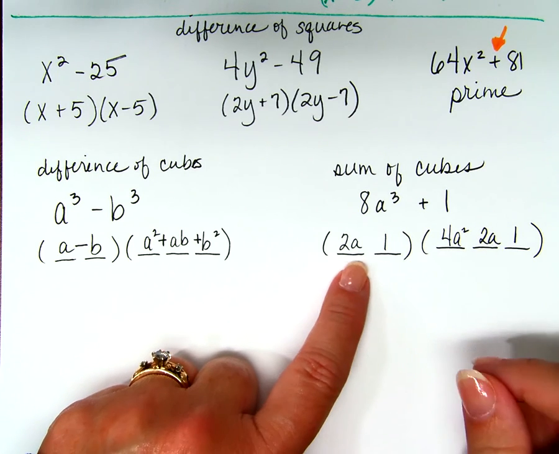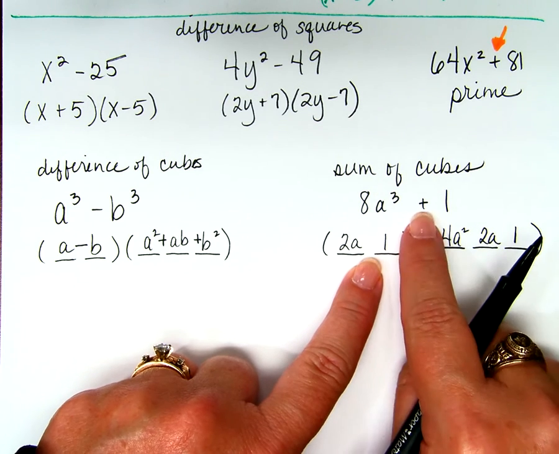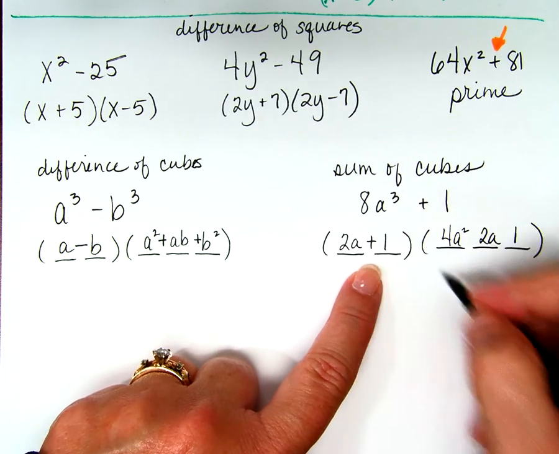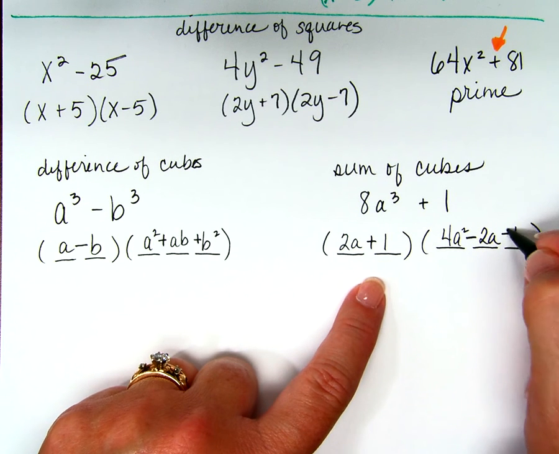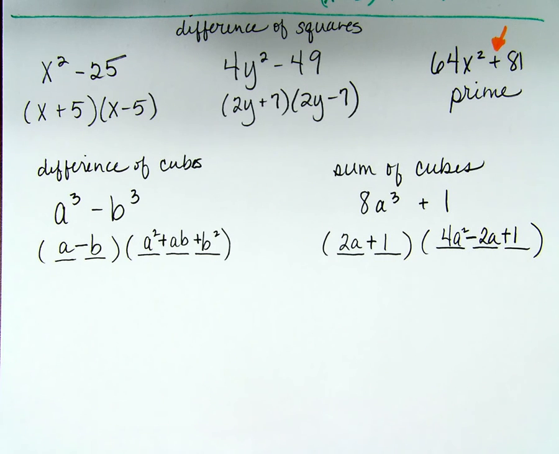And then what about the signs? What sign goes in the binomial? A plus, because that's what's in the problem. What's the next one? Opposite of that. And what's the last one? Always plus. You remember that?